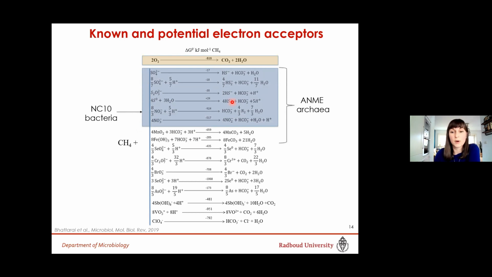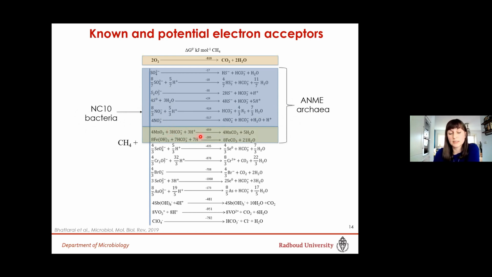We know quite a lot about the microorganisms. In this case, anaerobic methane oxidizing archaea also appear to play an important role in these processes. In the case of nitrate, it's NC10 bacteria affiliated with Candidatus Methylomirabilis that mediate this process. And eventually, some 10 years later, we now have quite a lot of data also showing that manganese oxides and iron hydroxides are also very powerful electron acceptors.